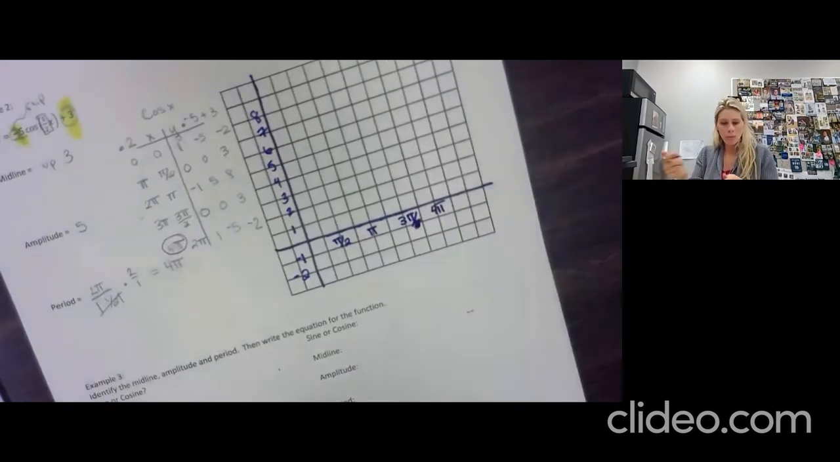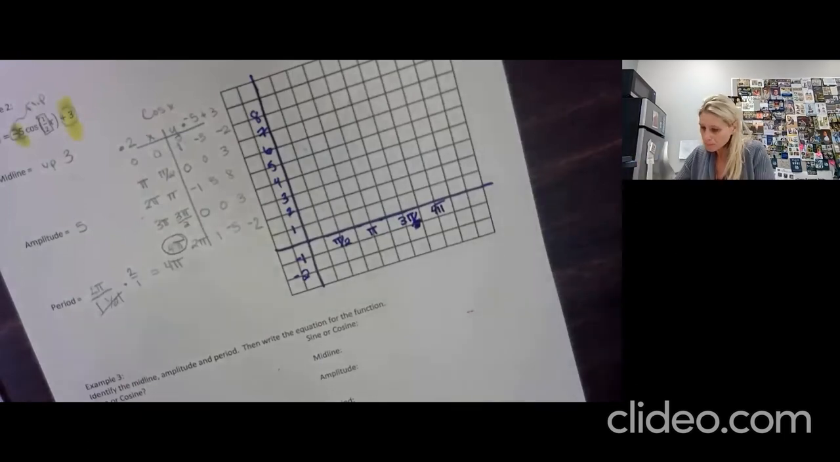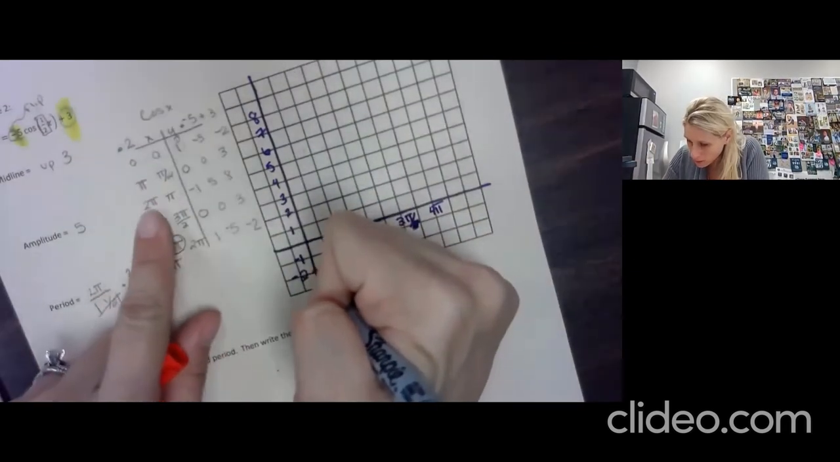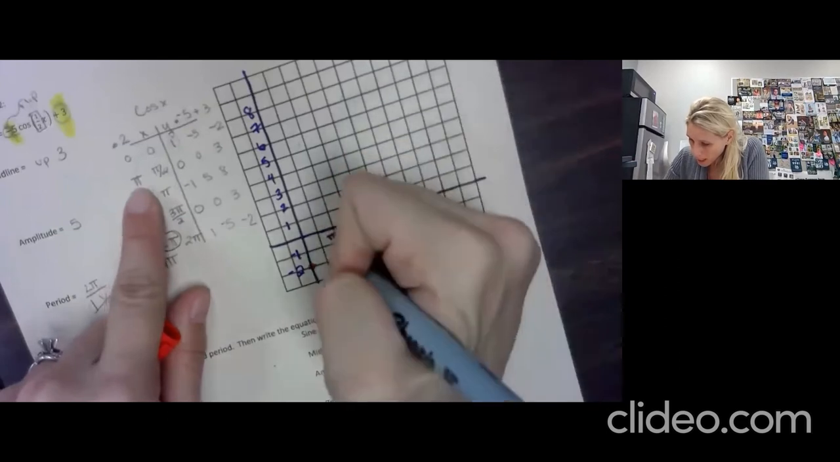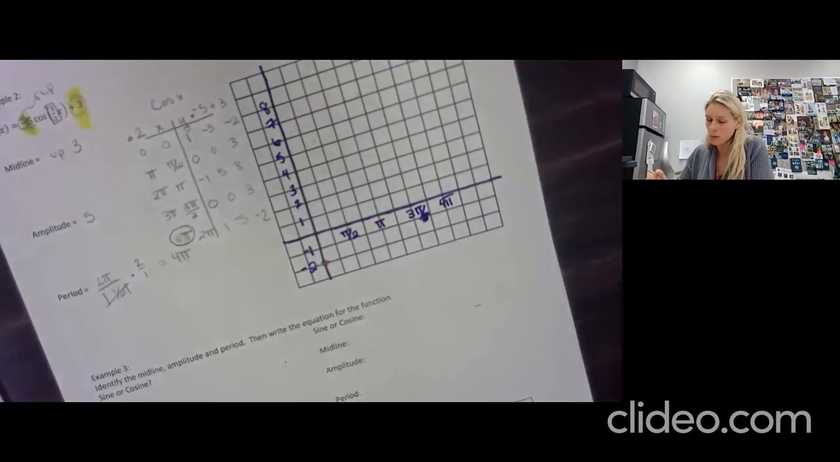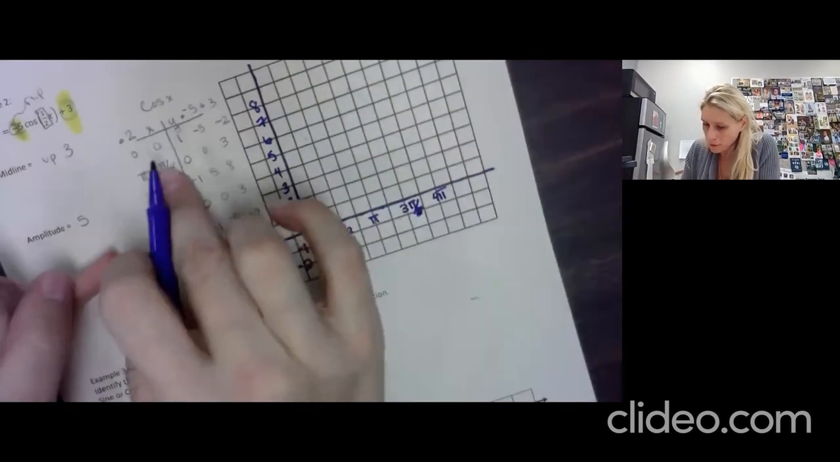Okay, and now I'm going to plot my points. I'll do it with this one. So we're at 0, -2, pi, or pi. What did I do? Oh, I know what I did. Do you guys see that? I put pi over 2 instead of pi.